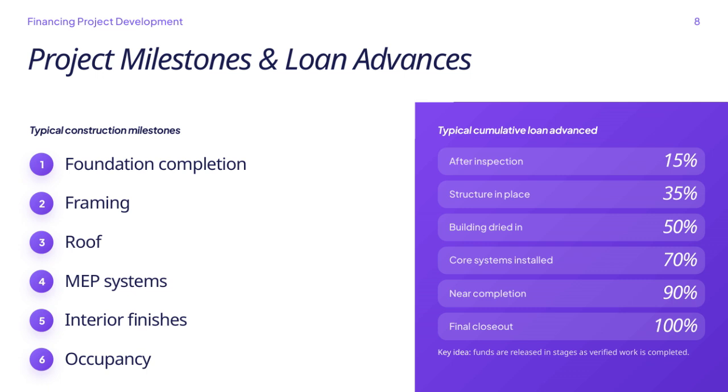Finally, at occupancy and project closeout, the full 100% of the loan is disbursed. The key concept here is that loan funds are released incrementally in stages, only after each verified milestone is successfully completed. This approach helps manage risk and ensures steady progress throughout the financing of the project.